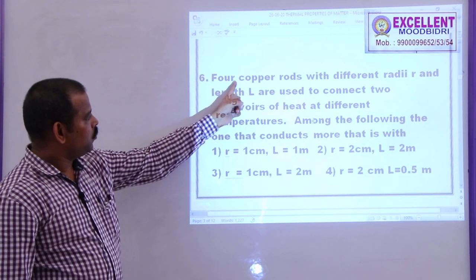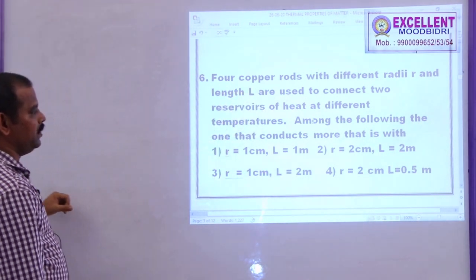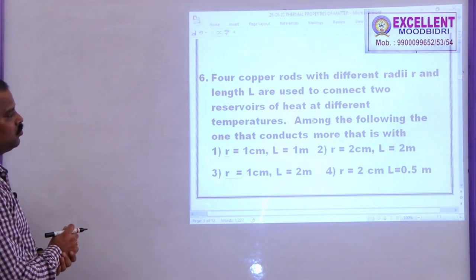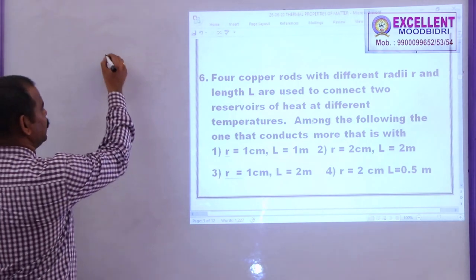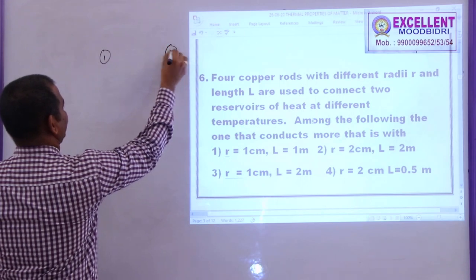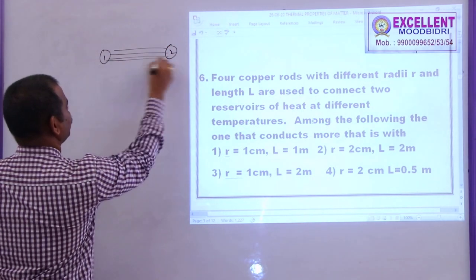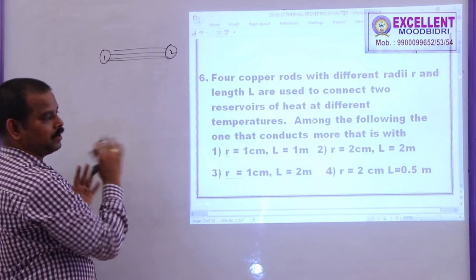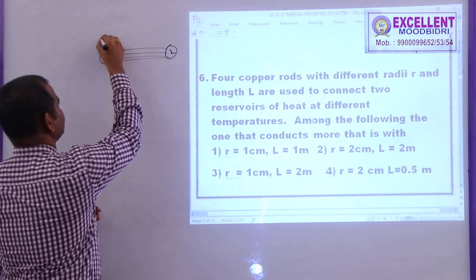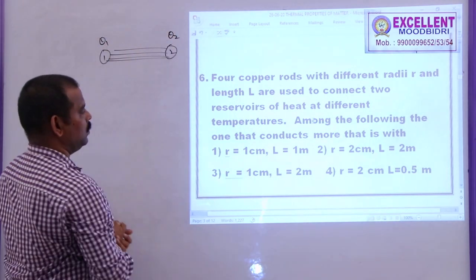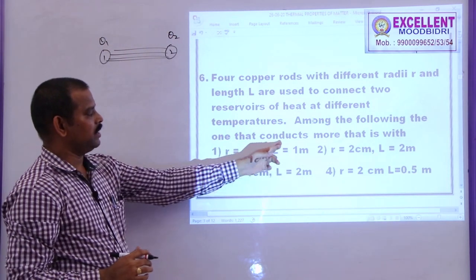Sixth one, 4 copper rods of different radii and length are used to connect 2 reservoirs at different temperatures. So this is the first reservoir, this is the second reservoir. So 4 rods are connected between these two. Now these temperatures are theta 1 and theta 2. Among the following, which one conducts more heat?